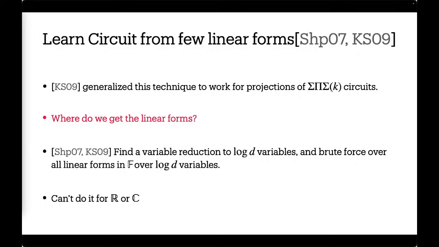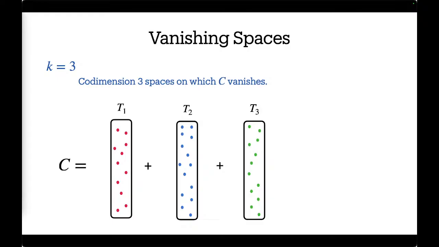So where do we get our linear forms? We get our linear forms from something that we will call vanishing spaces. So what is a vanishing space? Let's fix K to be 3 for understanding purposes, and our vanishing space when K is 3 is going to be the set of codimension 3 spaces on which this circuit will vanish. And what could be such spaces? Well, one such space is, just pick 3 linear forms, one from each of the gates. You set all these 3 to 0, they vanish each of the gates, so your polynomial vanishes.